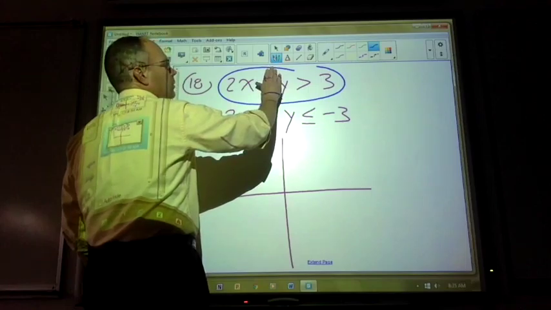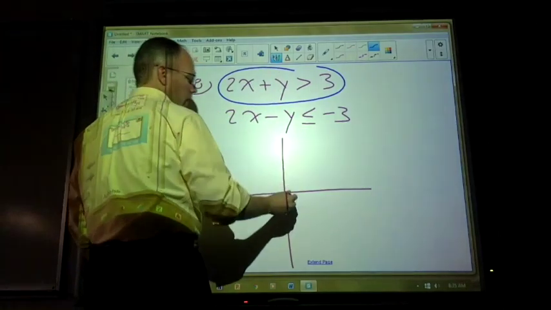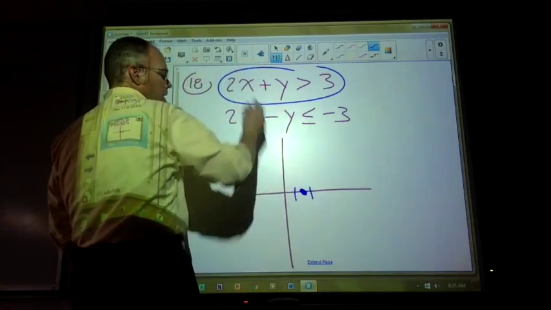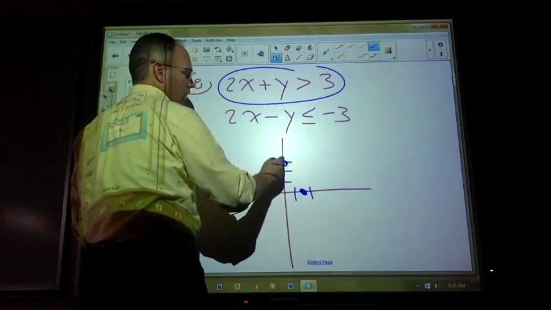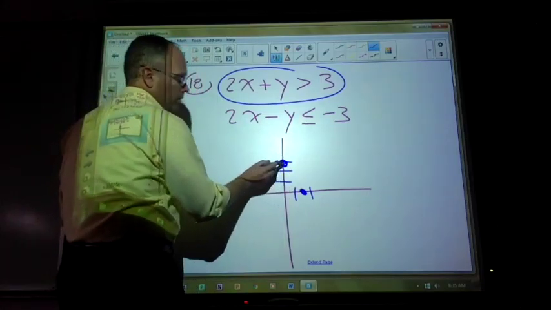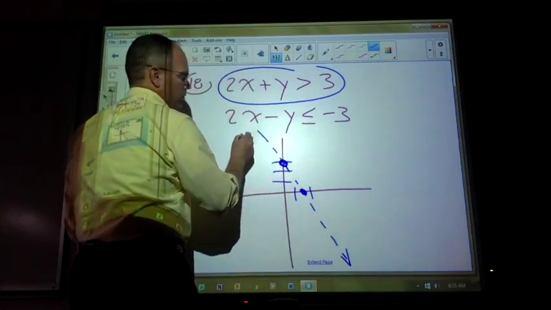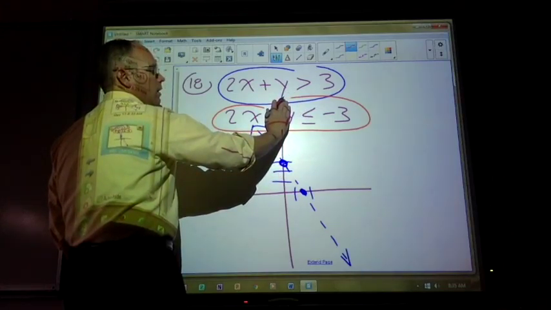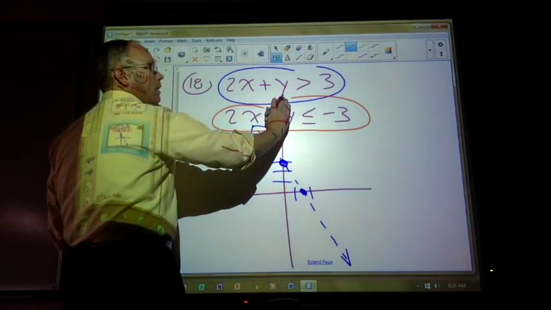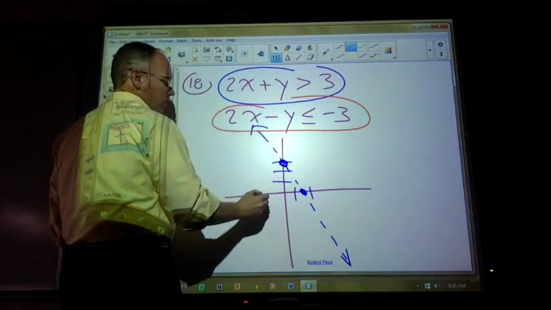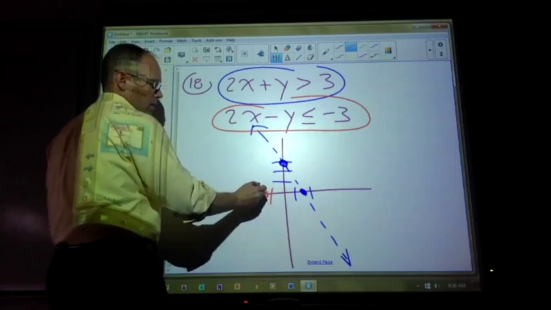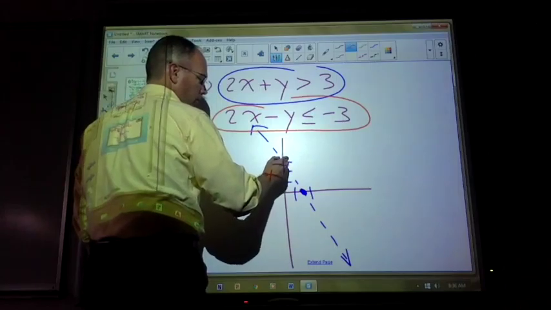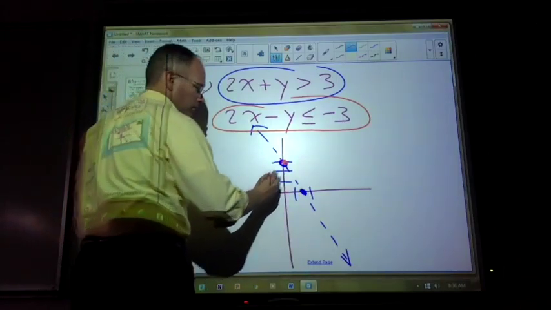If I cover this, what's x equal to? 3/2, which is 1.5. Agree? If I cover here, what do I get? 3. Solid or dotted? Dotted. If I cover this, what do I get? Negative 3/2, which is negative 1.5. Yes? Agree? What do I get here? Positive 3. Solid or dotted? Solid.